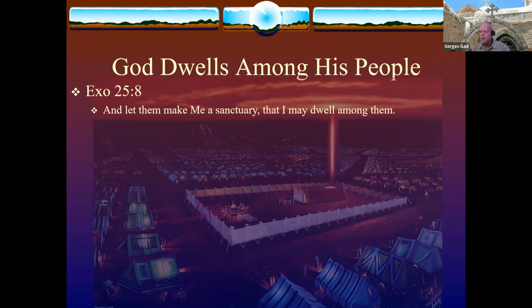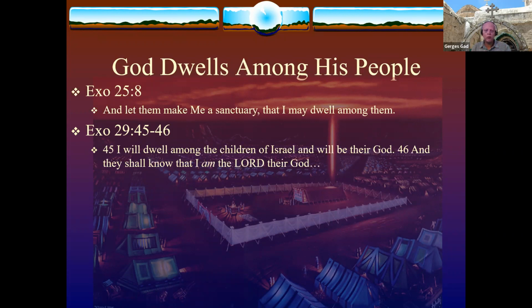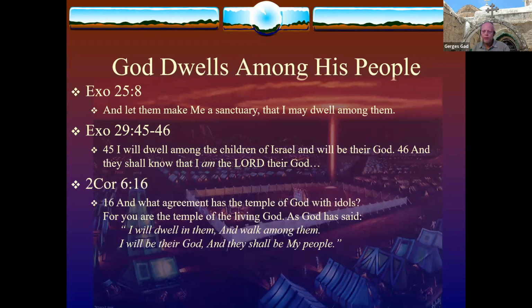As the Lord said to Moses in Exodus 25, "And let them make me a sanctuary that I may dwell among them." And also in Exodus 29, he says, "I will dwell among the children of Israel and will be their God, and they shall know that I am the Lord their God." Okay, so the point is God wants to dwell among his people. St. Paul also said in 2 Corinthians, "And what agreement has the temple of God with idols? For you are the temple of the living God, as God has said, I will dwell in them and walk among them. I will be their God and they shall be my people." So this is the whole point, that God wants to dwell among his people.